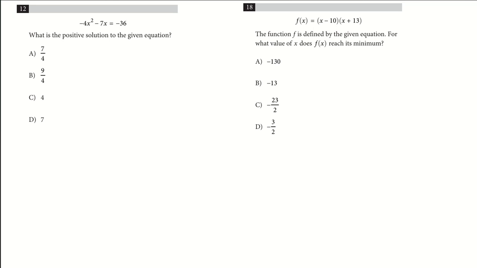So we're again in the SAT free test on College Board test number 4. We're going to get into some more complex quadratics, and they're really not more complex. I would just say it takes a little more work to solve them. So that's where the complexity comes in. Number 12, what is the positive solution to the given equation?